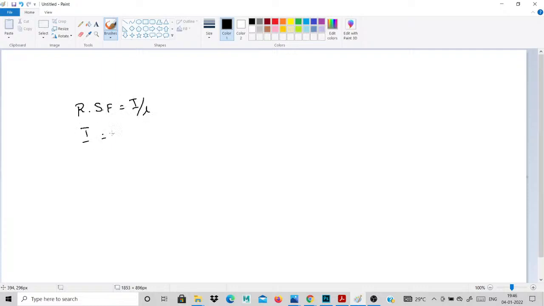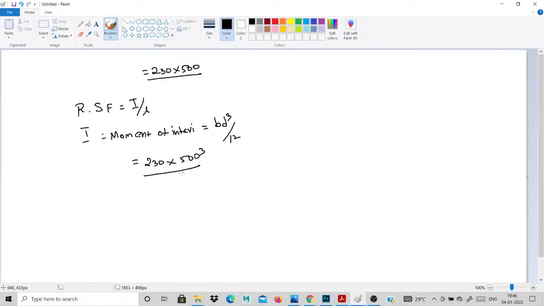I is the moment of inertia. Moment of inertia will be calculated as I equal to BD cube by 12. Okay, BD cube by 12 is your moment of inertia. The B and D, I already assumed my breadth and depth, 230 into 500, for my beam size. I simply apply that for my moment of inertia: 230 into 500 cube divided by 12. I simply calculated the I value.